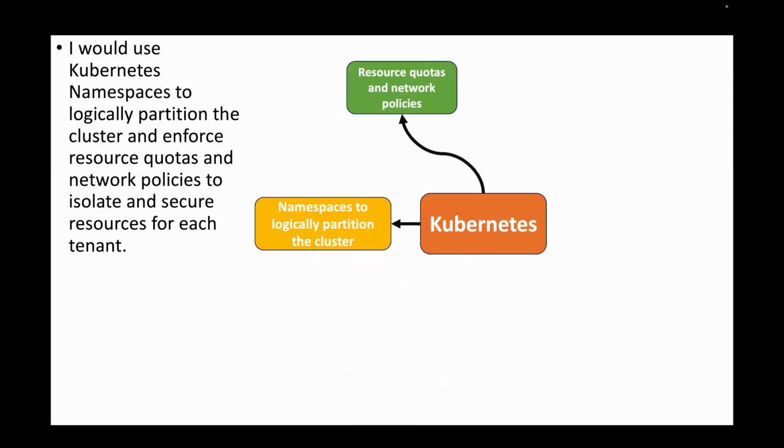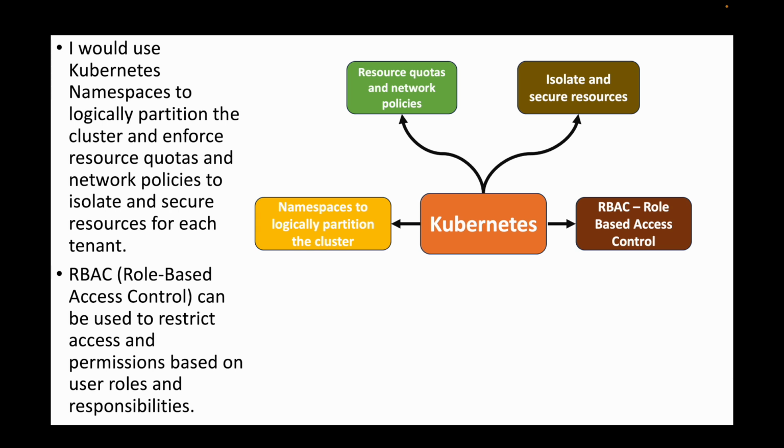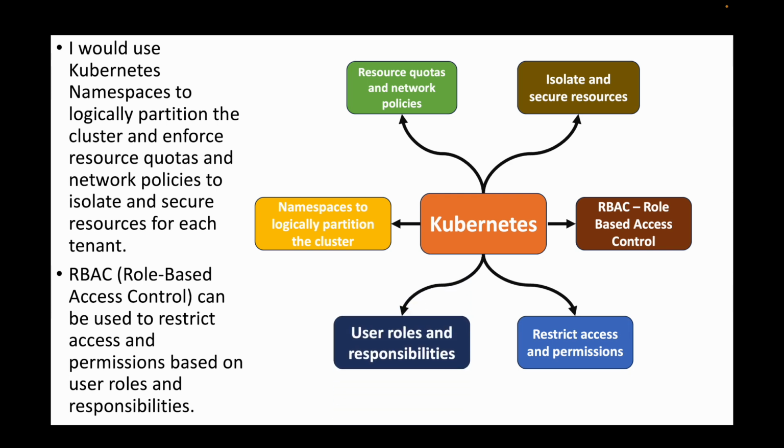We can also enforce resource quotas, and we can apply network policies, and this will help us to isolate and also secure the resources for each tenant or each of the applications that we are running within the respective namespaces. We can also implement RBAC, which is role-based access control, that can be used to restrict the access and also control the permissions based on the role of the user and also the responsibility of the users. So we can make use of all these things to implement multi-tenancy within the same cluster.